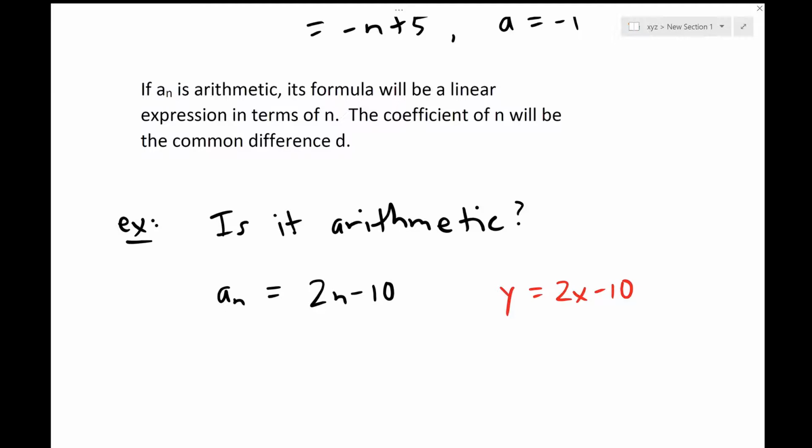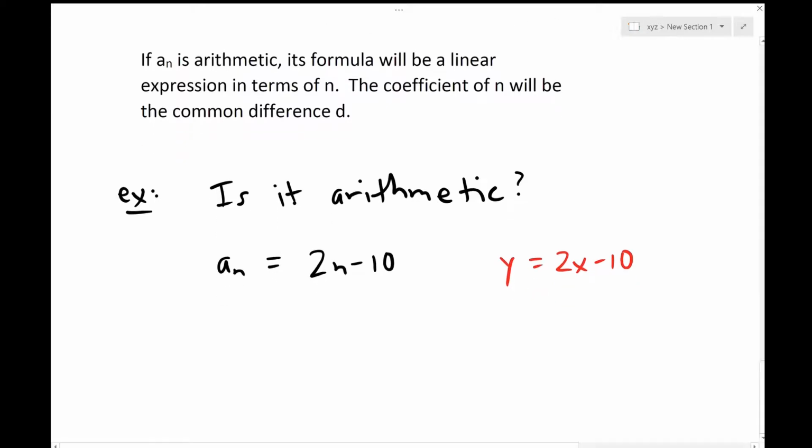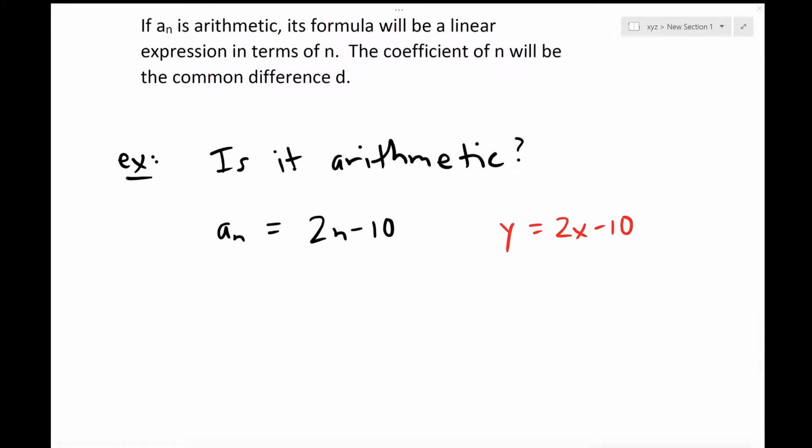If you were to graph that, would you get a line? And sure enough, yes, it is. It's in the form y equals mx plus b. It would have a slope of 2 and a y-intercept of -10. But that means that this expression here is arithmetic. We do have an arithmetic sequence here, and in fact we could say that the common difference here would be 2.